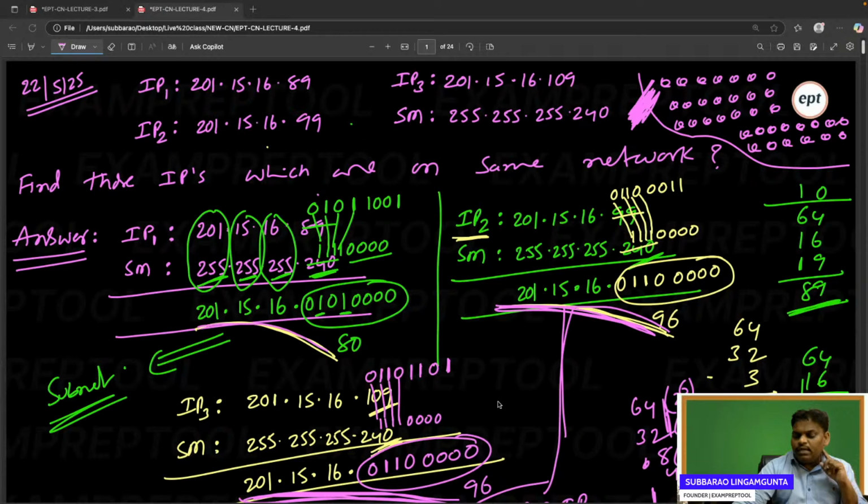Now, if you observe clearly, IP1 subnet mask, one subnet ID came, IP2 subnet mask, one more subnet ID came, IP3 subnet mask, one more subnet ID came. But if you observe IP2, IP3, they both are having the same subnet ID, means they both belong to the same subnet. So IP2, IP3 are in the same subnet.